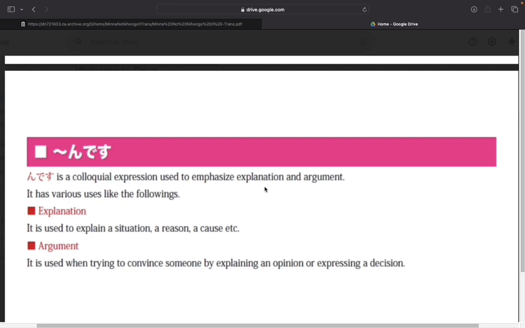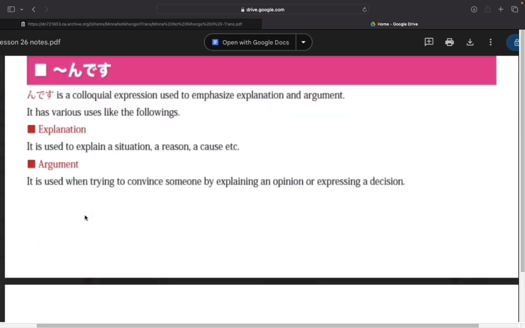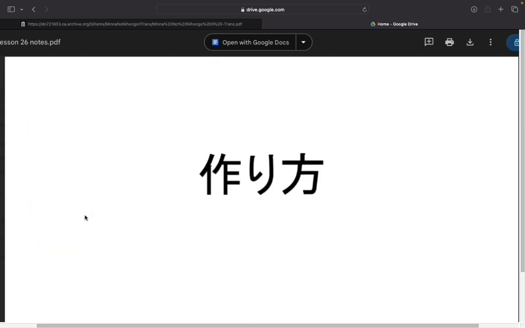Now, n desu is a colloquial expression used to emphasize explanation and argument, and it has various uses like the following. In explanation, it is used to explain a situation, a reason, or a cause. In argument, it is used when trying to convince someone by explaining an opinion or expressing a decision. Now, let's look at how to form it.